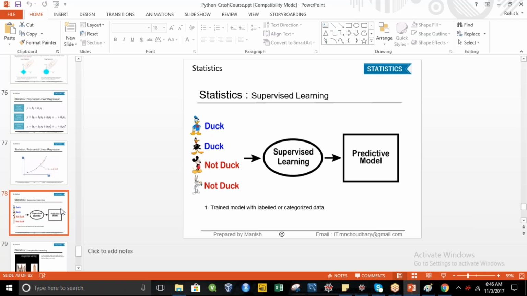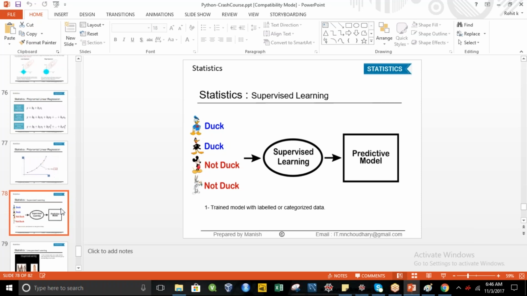Or we are trying to teach students: these are the kinds of animals, and this animal is an elephant, this is a dog, this is a cat. So we are categorizing the data and labeling the data. This kind of animal is a dog, this kind of animal is an elephant, this kind of animal is a fish. So we are not just showing the data, we are labeling the data.